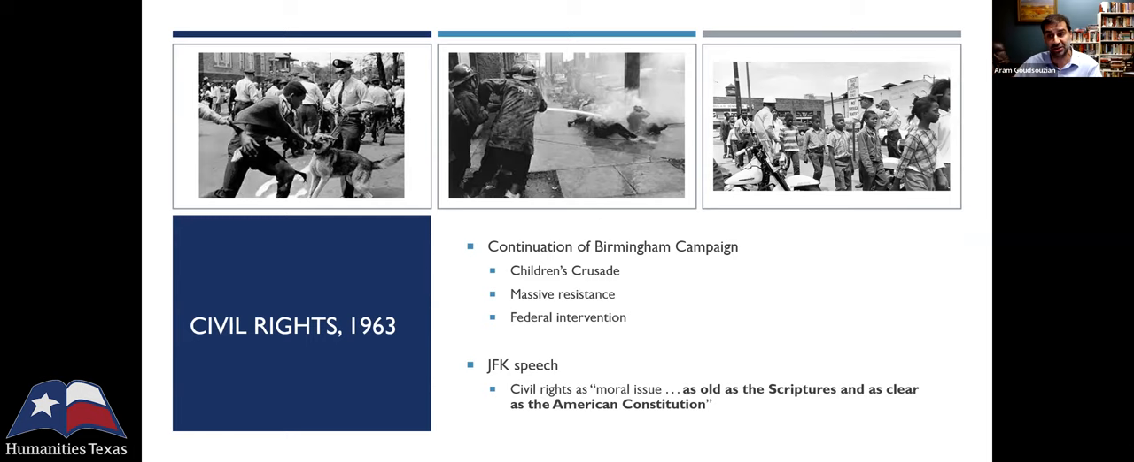But it has to begin with the local movement in Birmingham that builds a tradition that then King's Southern Christian Leadership Conference can layer upon, that can then at least galvanize the attention of the nation enough to force the president of the United States to call for a civil rights bill and to highlight this hypocrisy in the American democratic tradition. This is in June of '63.